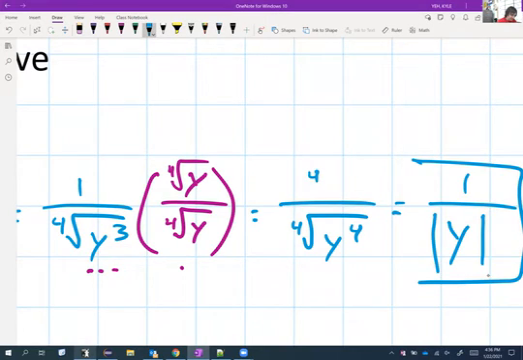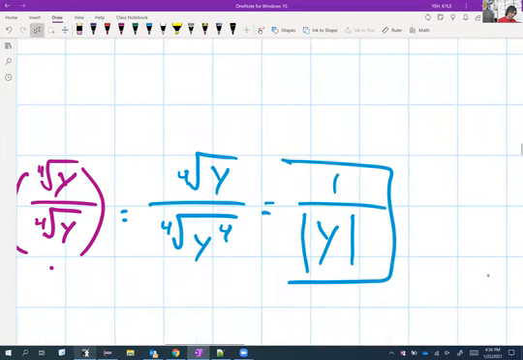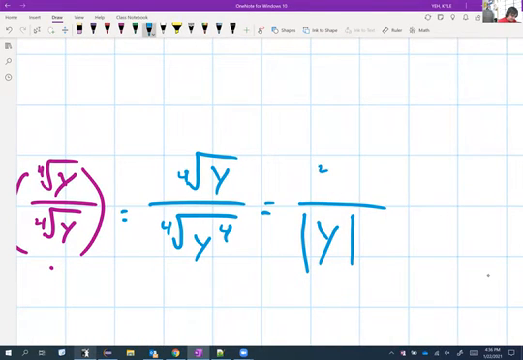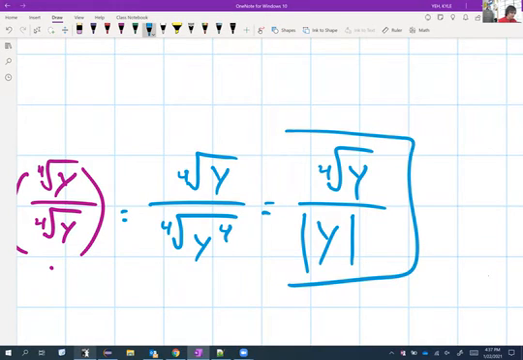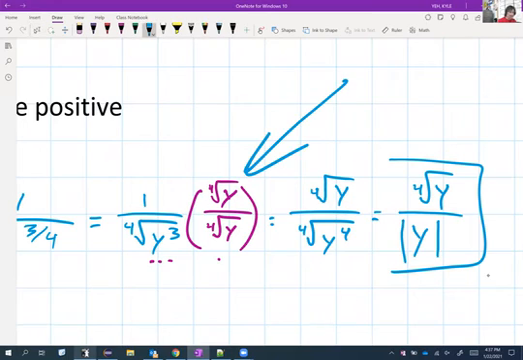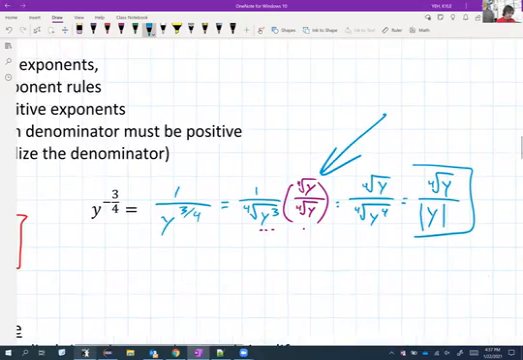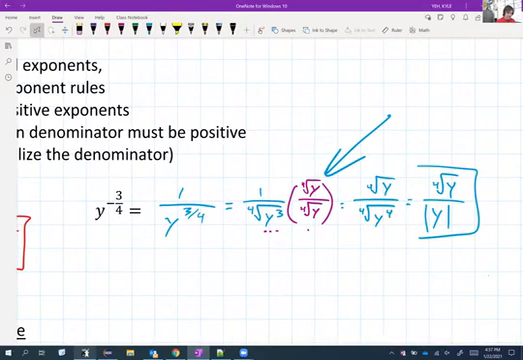1 times the 4th root of y. We have to multiply on top and bottom to keep things the same. So the 4th root of y over the 4th root of y to the 4th. Bottom stays the same, but it's just the 4th root of y. So I apologize. And again, right there, we'd better multiply by the same thing top and bottom, because that's just a fancy way of writing 1. That's keeping it the same. We're not changing our value. So the 4th root of y over the absolute value of y to the 1st. Okay, I will try to be a little more careful on these next problems.